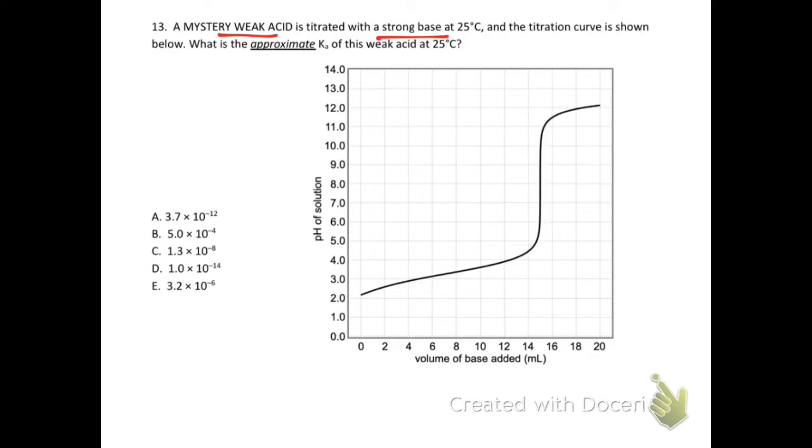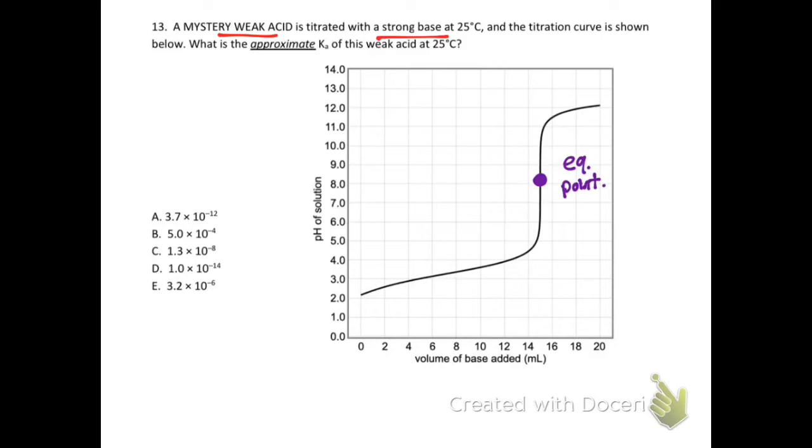So, first of all, if we look for, at some point, all titration curves will encounter a rapid spike or plummet in the pH. So if you look at the halfway point of that spike or plummet, this is something called the equivalence point.